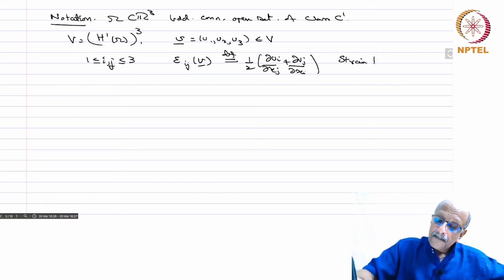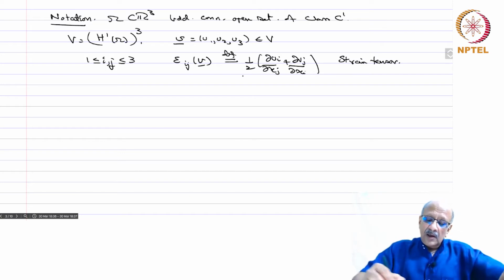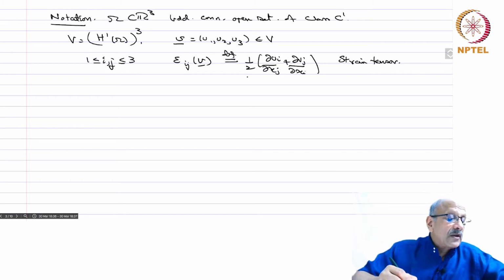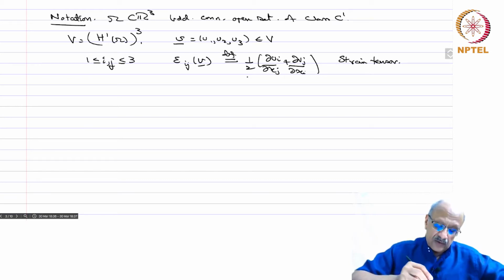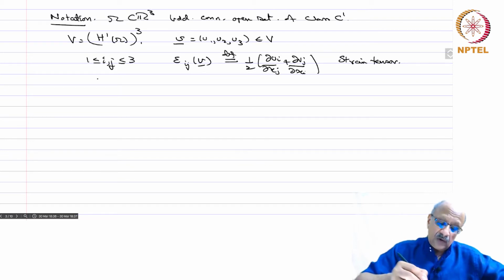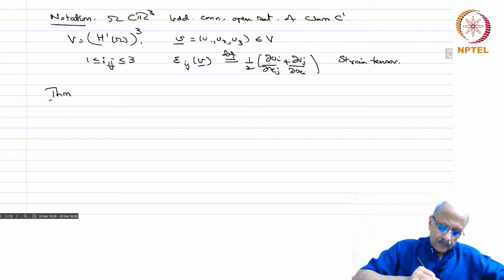It is a symmetric thing: ij is the same as ji. So norm v is the usual product norm which is got from H1 of Omega. So, theorem, this is called Korn's inequality.